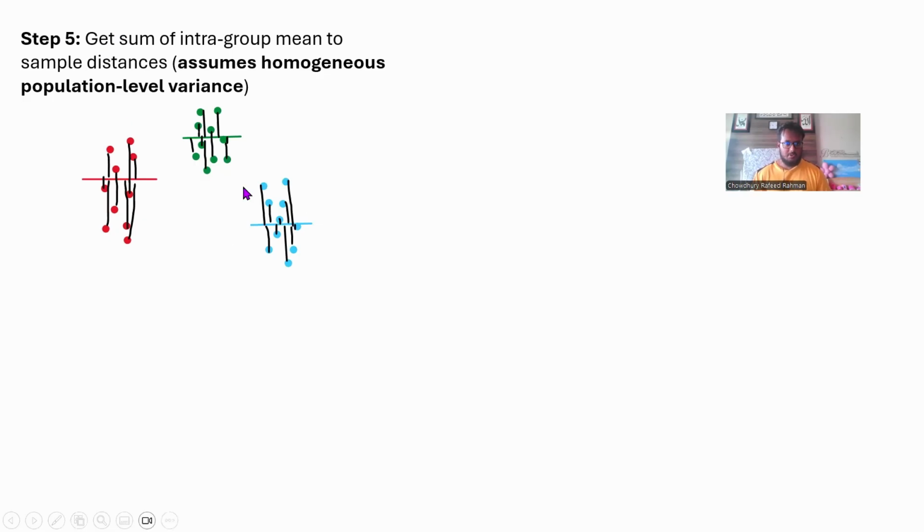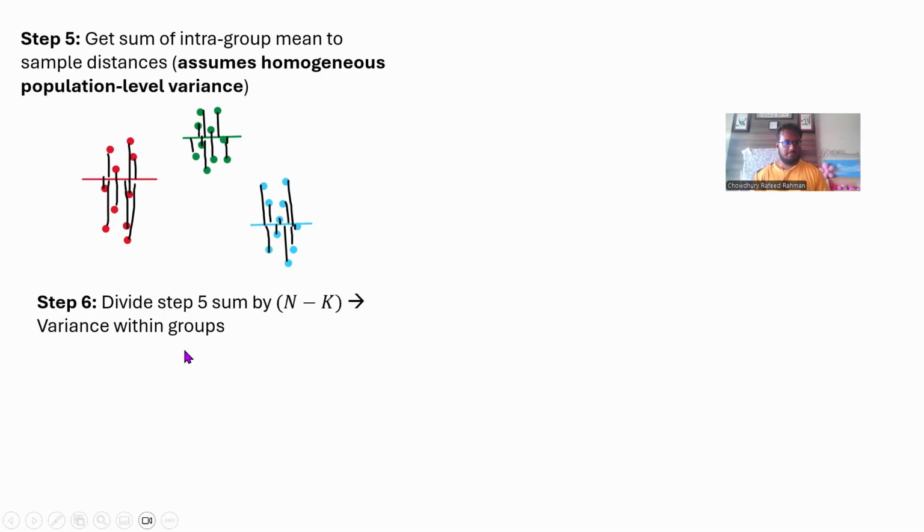Very, very important to understand here is that in the simple ANOVA test, we assume homogeneous population level variance. That means we assume that all three groups have similar variance. They don't have to be exact, but they have to be very similar in terms of variance. What if they are not similar in terms of variance? I'm going to show you a method that works on that later on in the video. So don't worry about that. But for now, just understand that the variances have to be very similar.